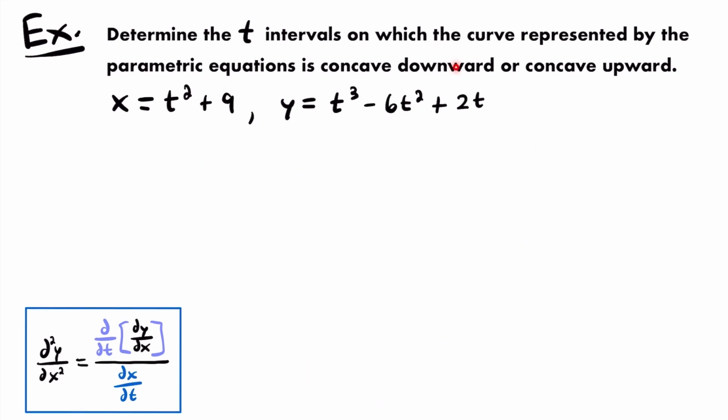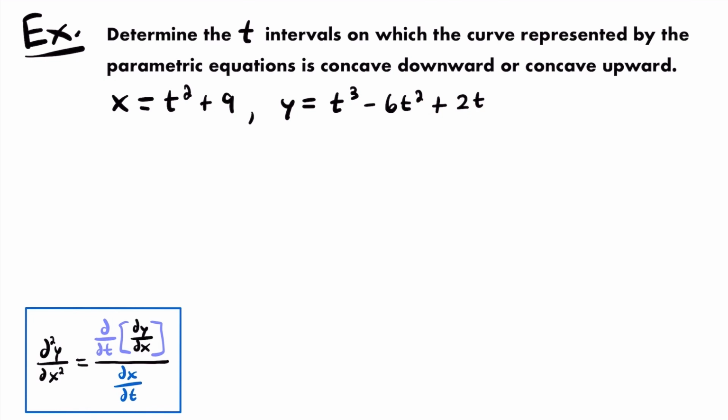All right, so here's our last example. Once again, we want to determine the t intervals on which the curve represented by the parametric equations is concave downward or concave upward. And so once again, in order to determine those intervals of concavity, we need to find the second derivative for our set of parametric equations. In this case, we have x equals t squared plus 9 and y equals t cubed minus 6t squared plus 2t. And so let's get right into this.